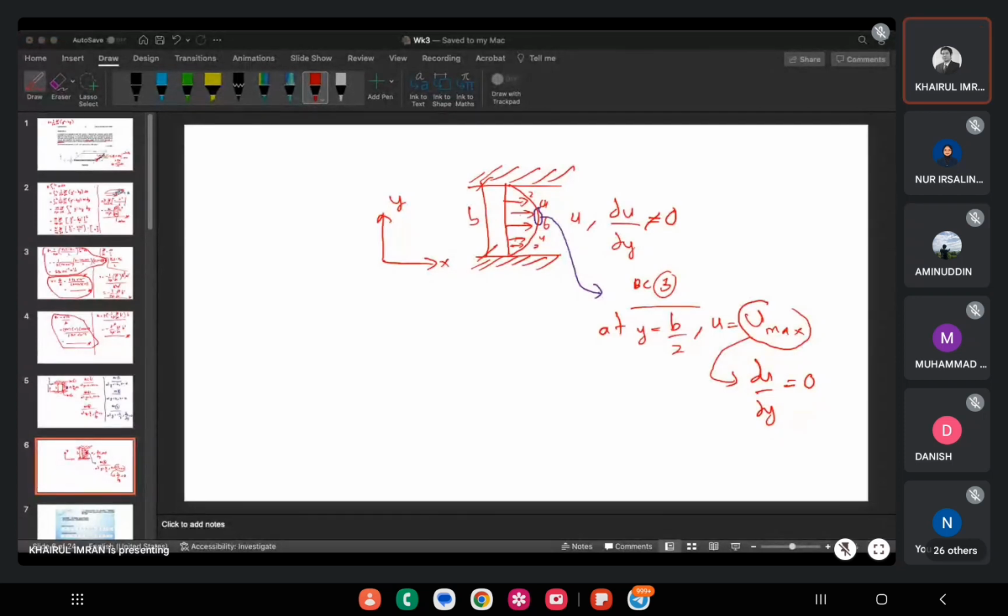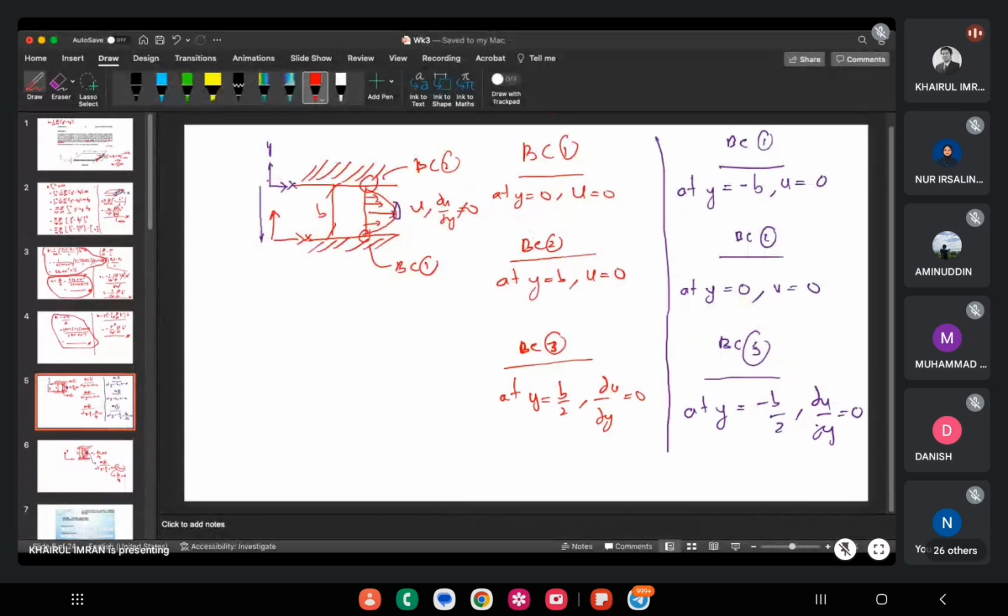Ada lagi soalan? Okay, kalau tak ada saya proceed balik kepada yang atas ni. So I just want to point out the importance of origin, how you put the axis. So position axis tu memainkan peranan penting. Contohlah, kita ubah lagi, kalau kita letak axis di tengah pula.